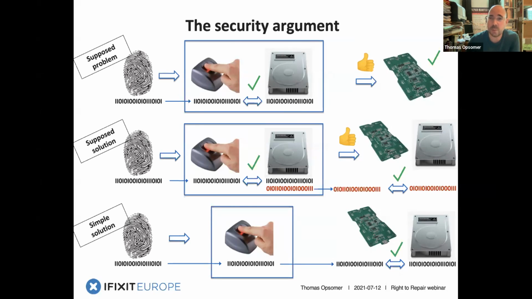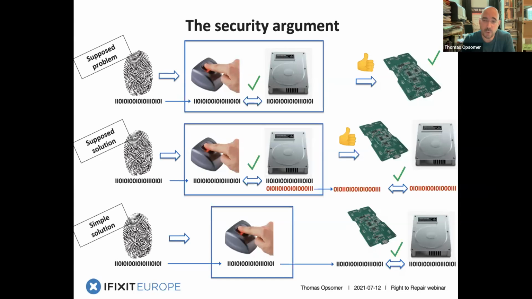And that is a problem supposedly that needs to be solved, although I don't think there's any product that actually works this way. So the supposed solution, which is the middle row, is that I will swipe my finger, the component will verify that it's the correct fingerprint, but additionally, the storage medium will also have a serial number. That's the number that you see in red there in the middle of the screen.